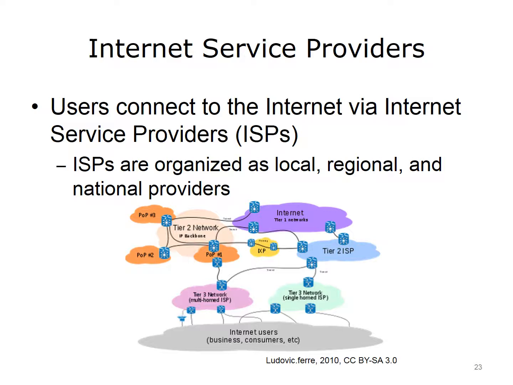In fact, access to the Internet globally revolves around the use of ISPs. As shown here, ISPs are organized as local, regional, and national providers, and in some cases, even international providers. A Tier 1 ISP is a large national or international provider. A Tier 2 or regional ISP connects a local ISP to Tier 1 ISPs. A Tier 3 ISP is a local Internet service provider.